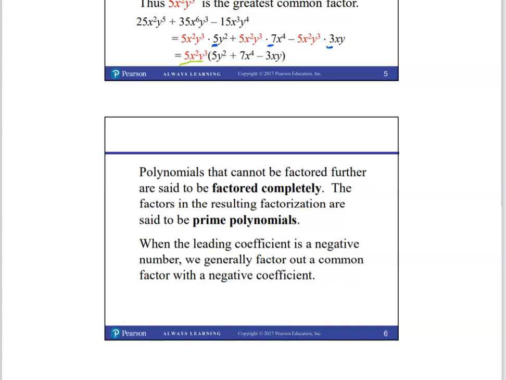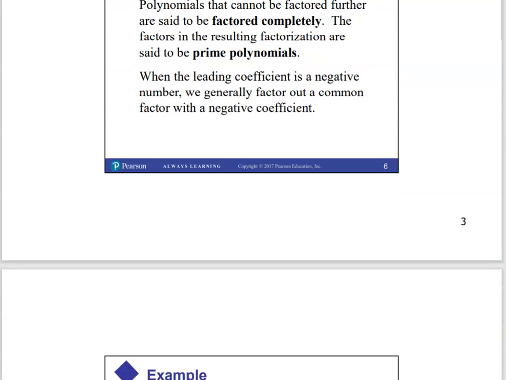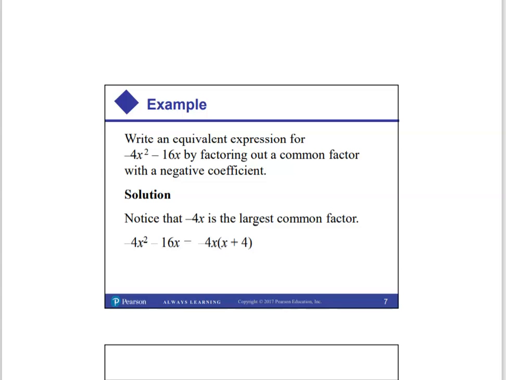Polynomials that cannot be factored further are said to be factored completely. The factors in the resulting factorization are said to be prime polynomials. When the leading coefficient is a negative number, we generally factor out a common factor with a negative coefficient. So for example, write an equivalent expression for negative 4x squared minus 16x by factoring out a common factor with a negative coefficient.